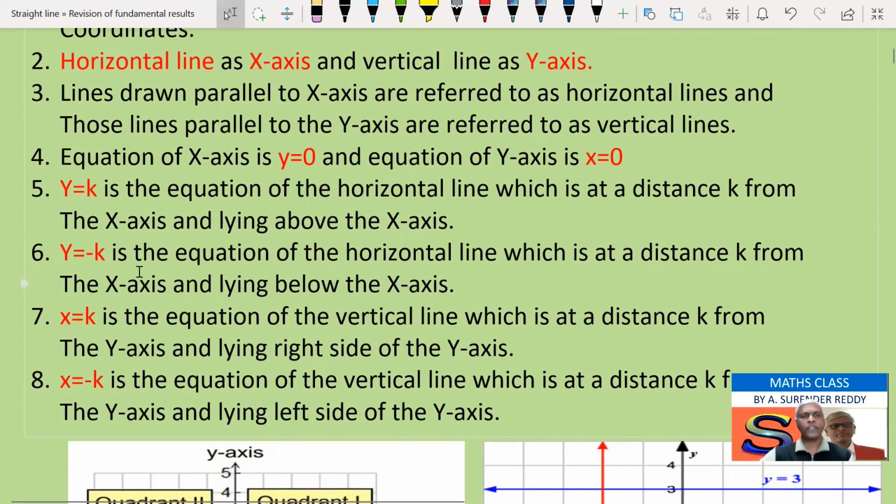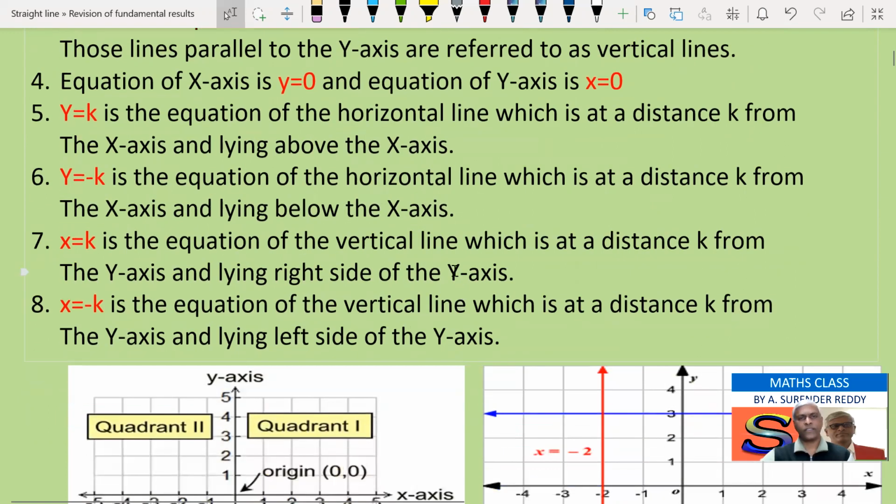y is equal to minus k is the equation of the horizontal line which is at a distance k from the x-axis and lying below the x-axis.